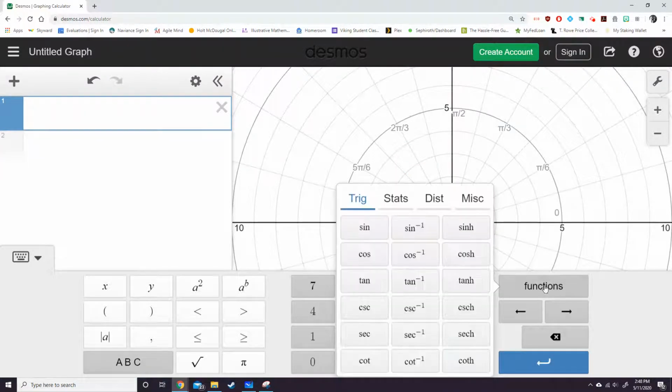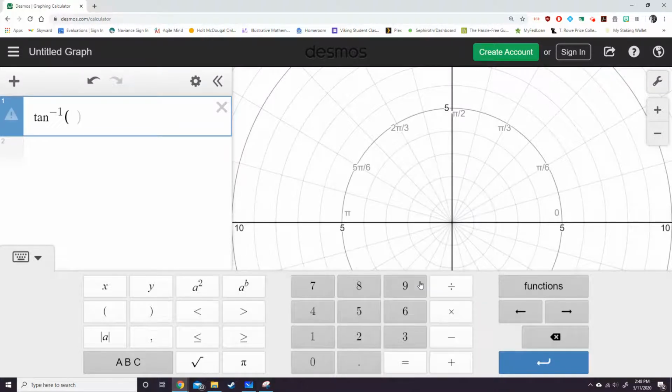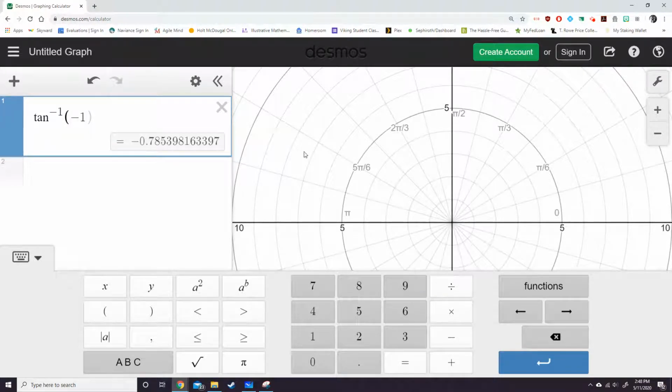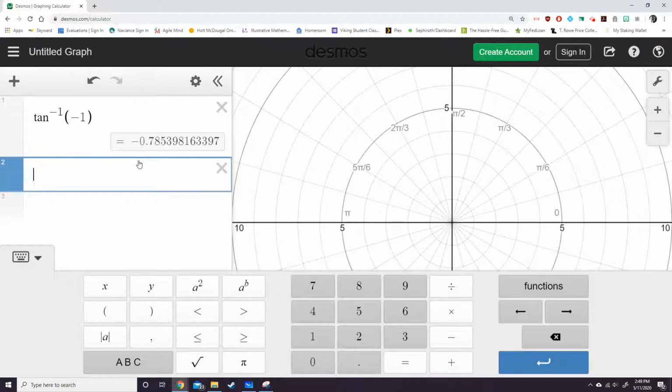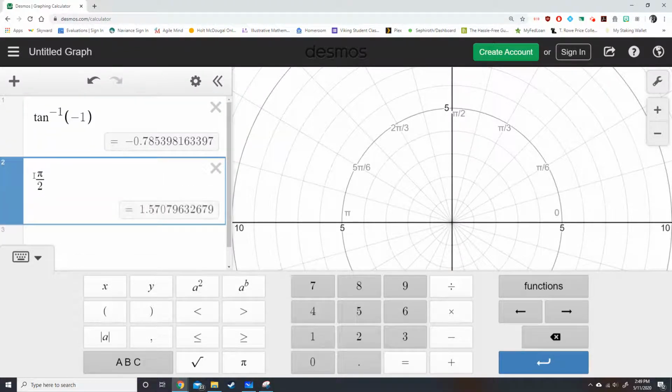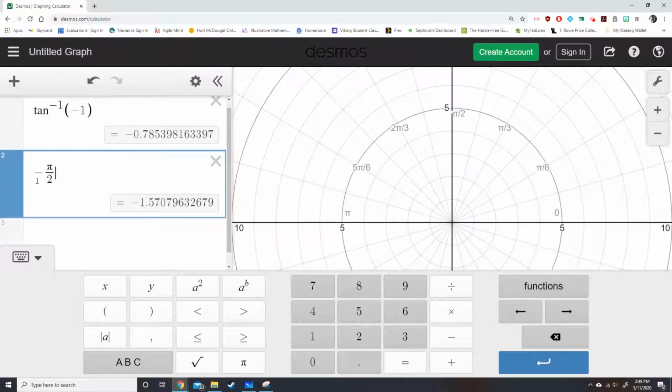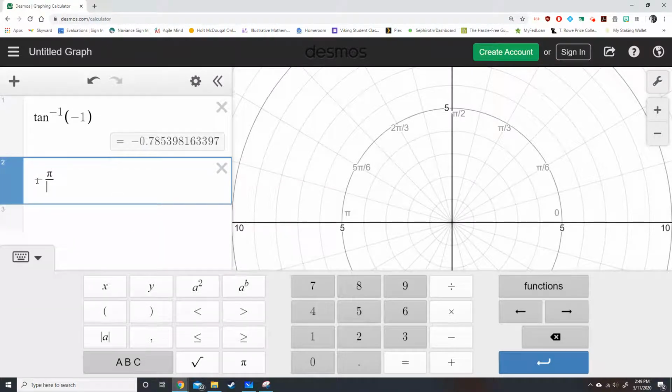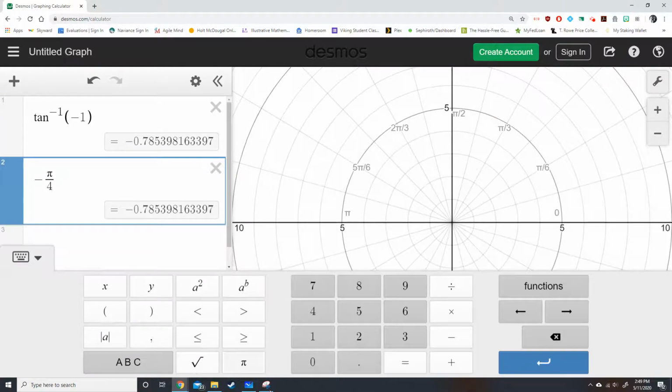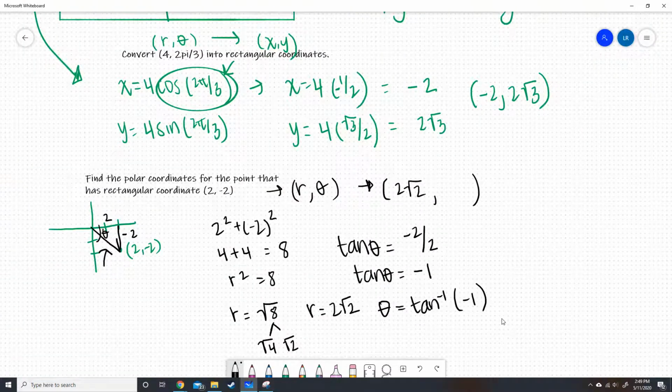And if you don't know that, you could take your graphing calculator and say, okay, what is the inverse tangent of -1? This is in radians, and that is pi/2. No, pi/4. Sorry. Did I say pi/2 earlier? Pi/4. So those are equivalent. And so we figured out that theta is -pi/4. So those are equivalent statements.